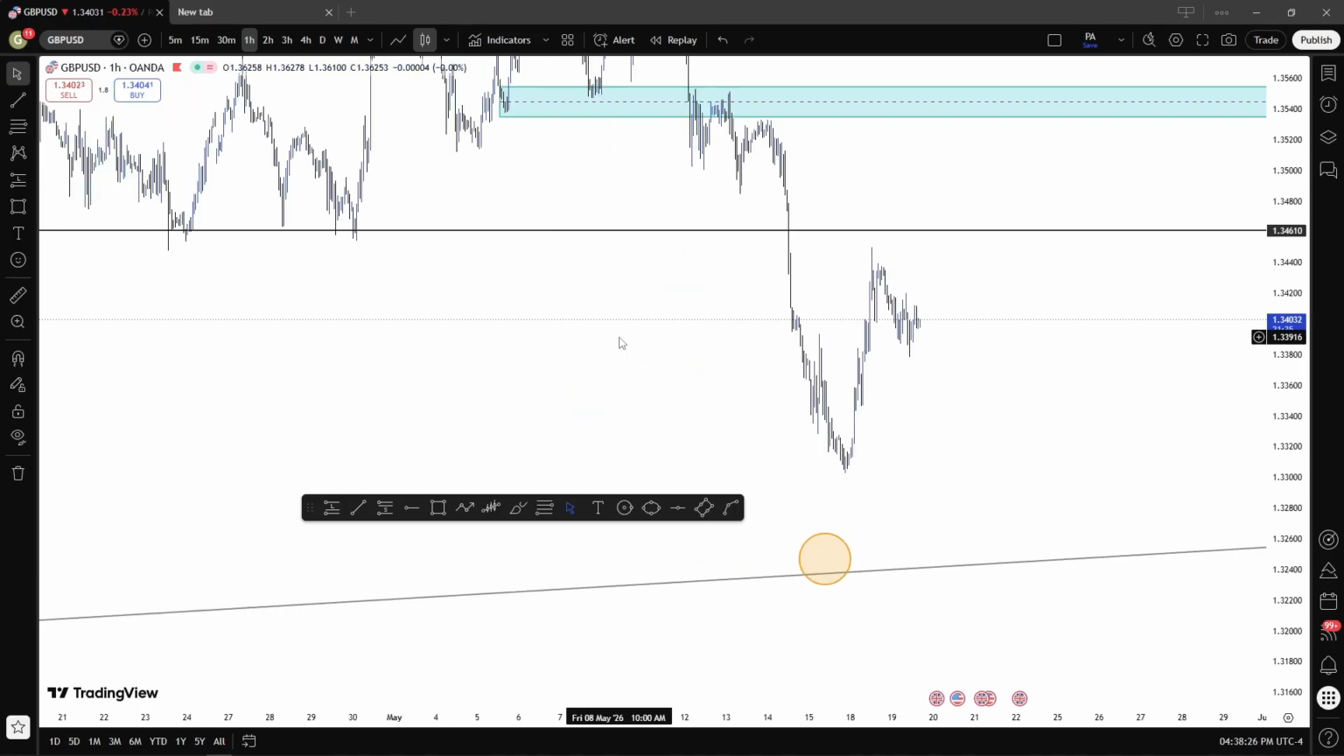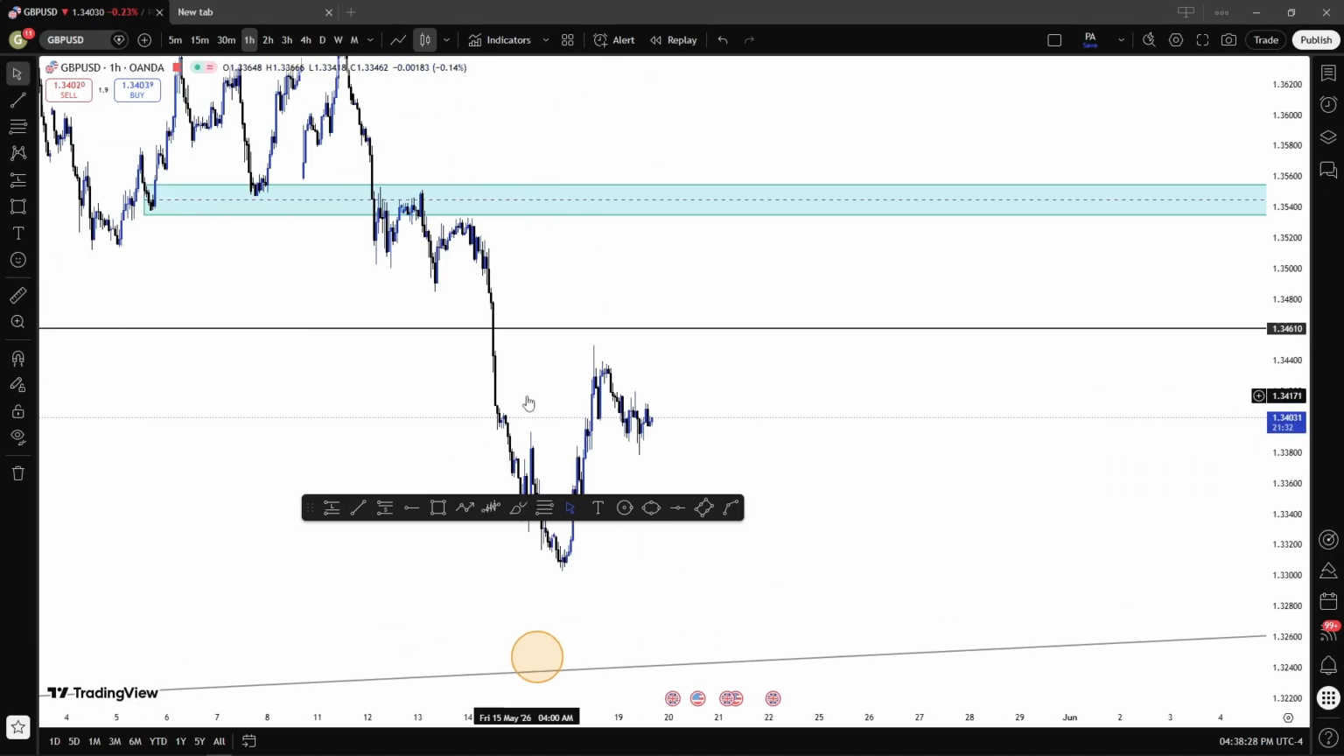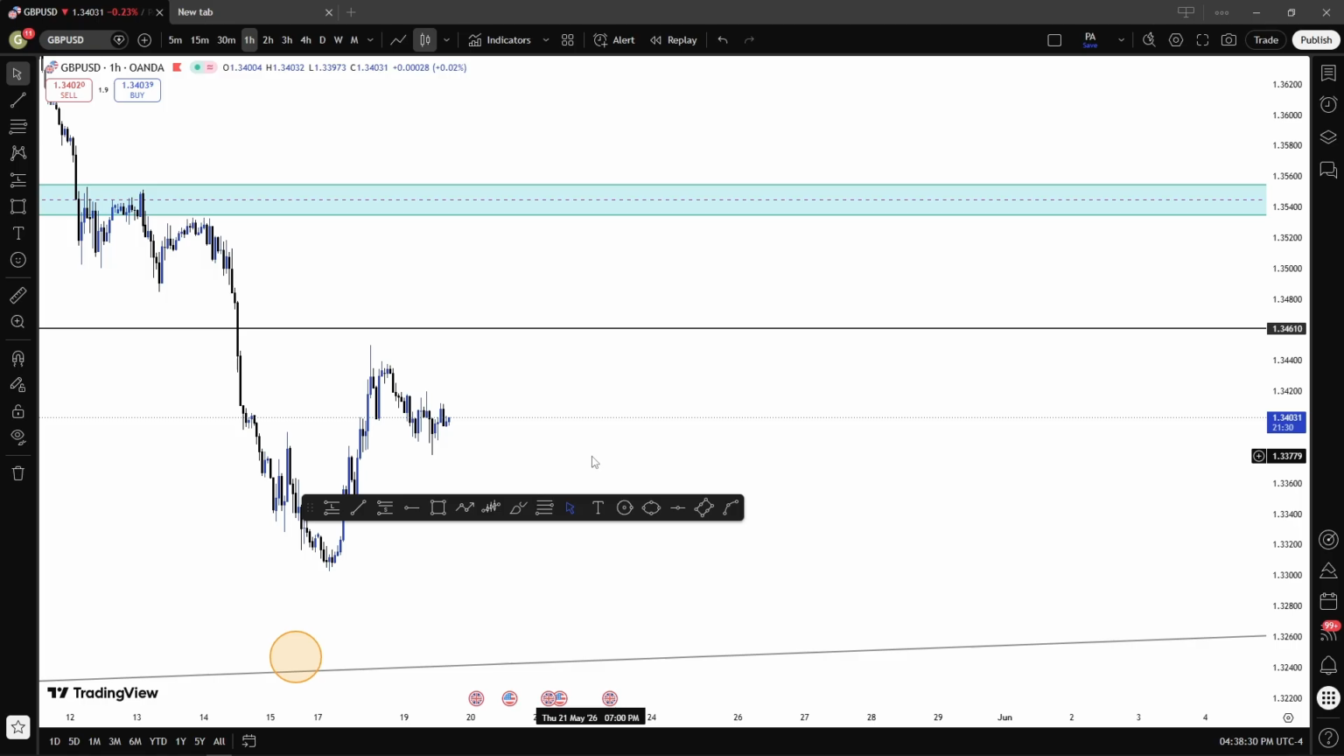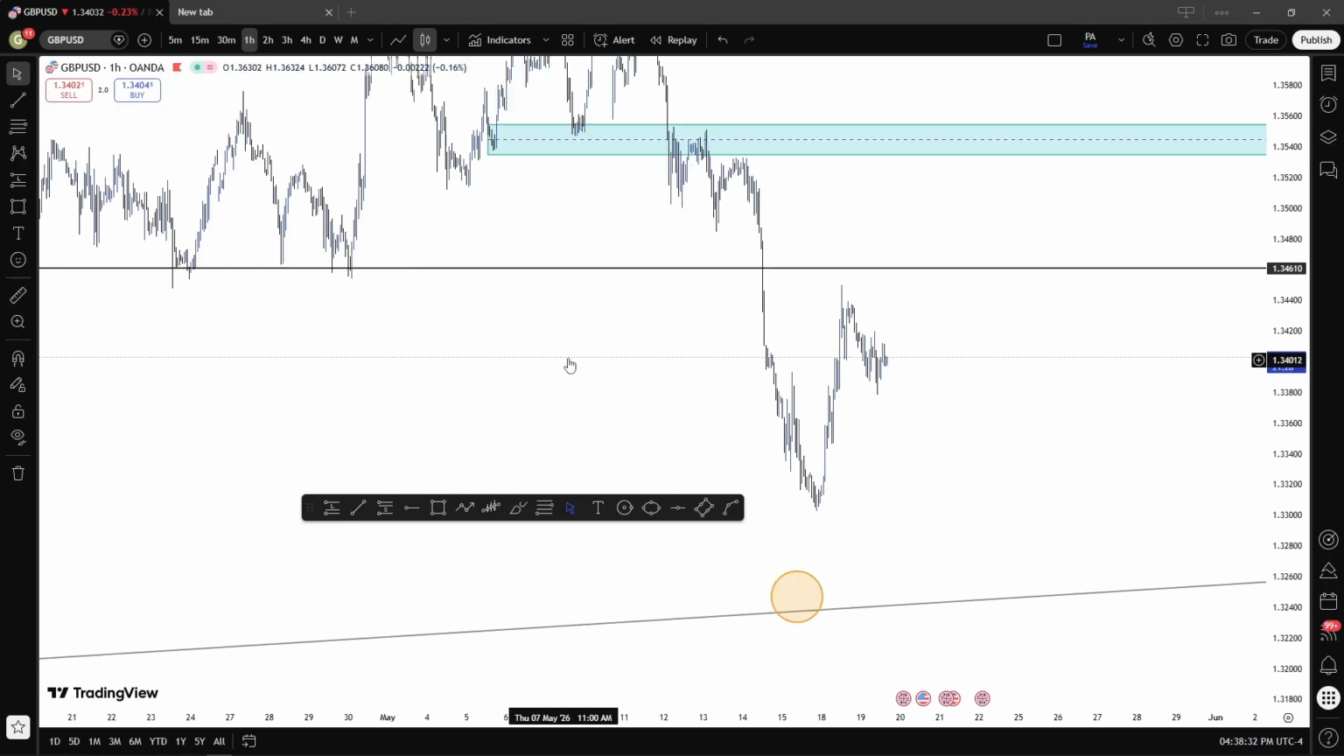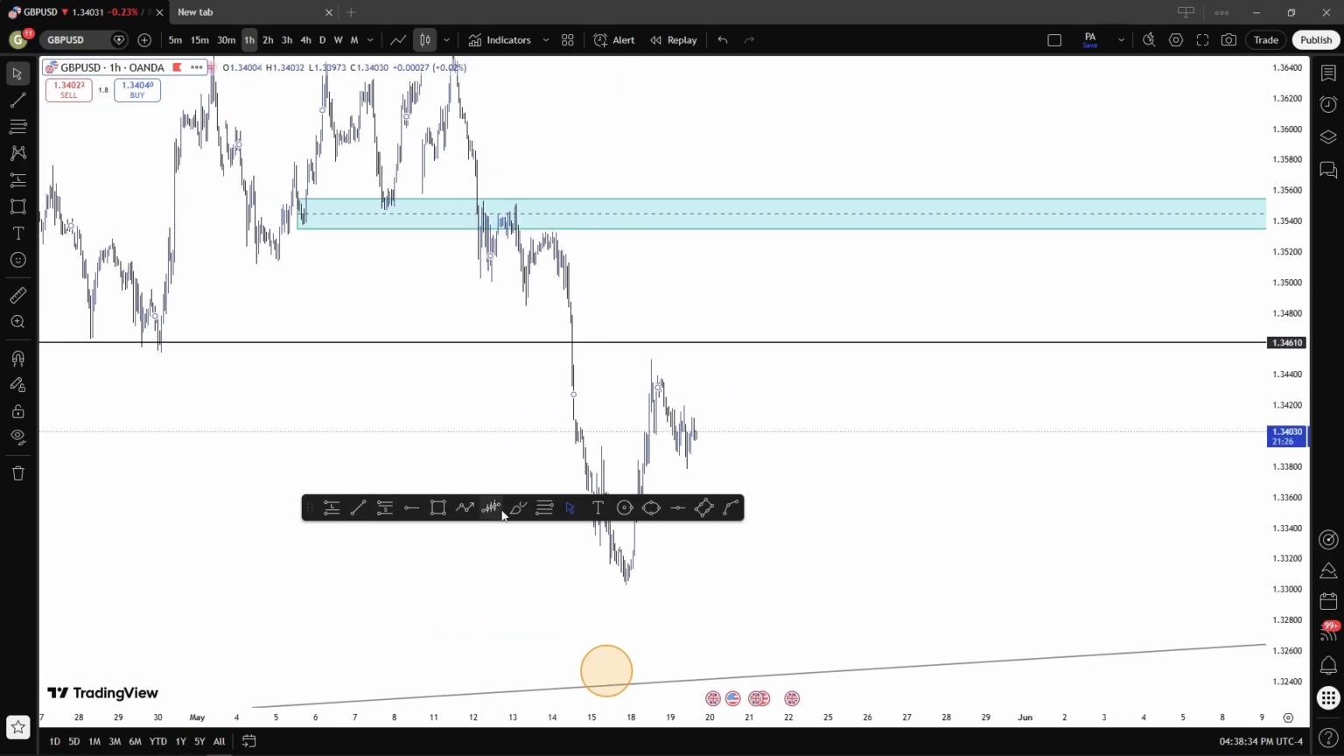So now for GBPUSD, for the remaining days of the week, I'll be waiting for it to make a retracement here, then I'm going to take a sell downwards. So that is basically what I'm going to look at for GBPUSD.